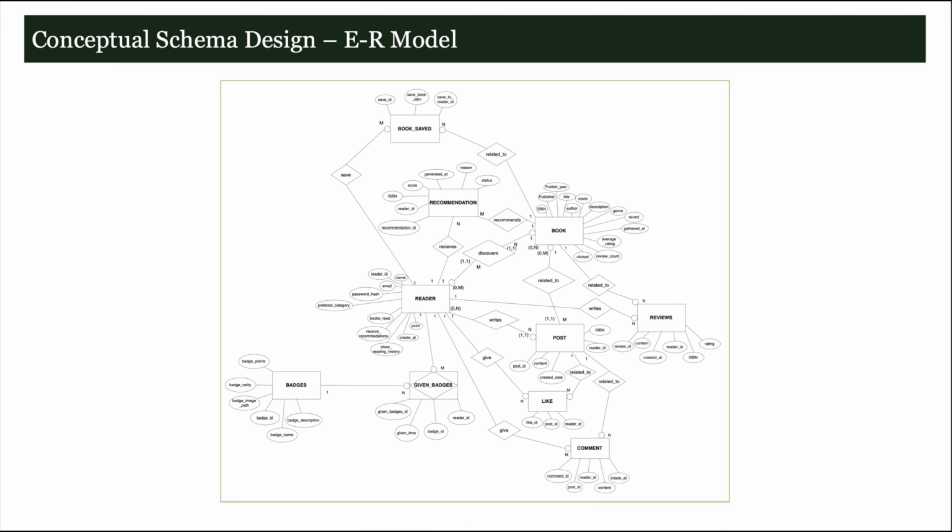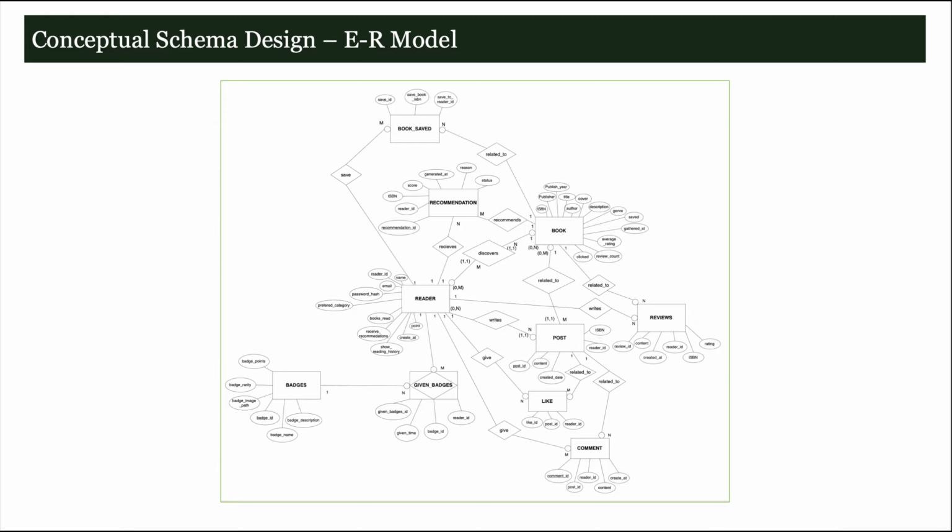This is our entity relationship diagram. It models 10 entities and 15 key relationships. Let me guide you through the most important ones. At the center of the model, you have the reader entity. A reader has attributes like email, password hash, preferred category, and a points counter for the gamification. The reader is connected to book through 3 separate relationships.